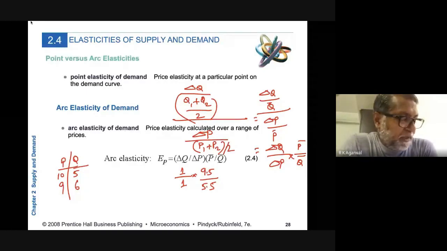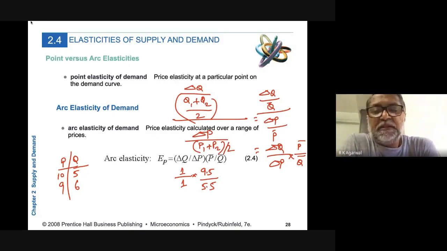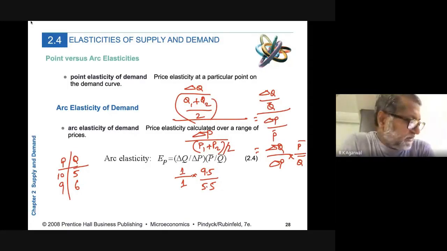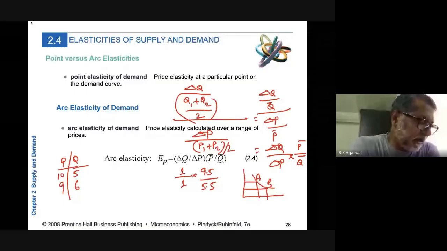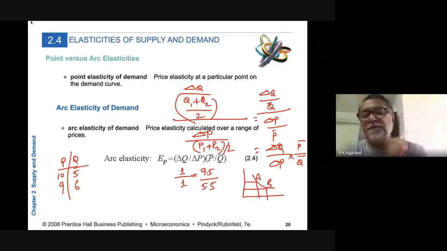Now by doing the averaging, we remove the possibility of different elasticities at different points on the same curve. So we just calculate elasticity over the entire arc of the curve. Say this is point A, this is point B, and we calculate elasticity over this arc, A to B. That is called arc elasticity.